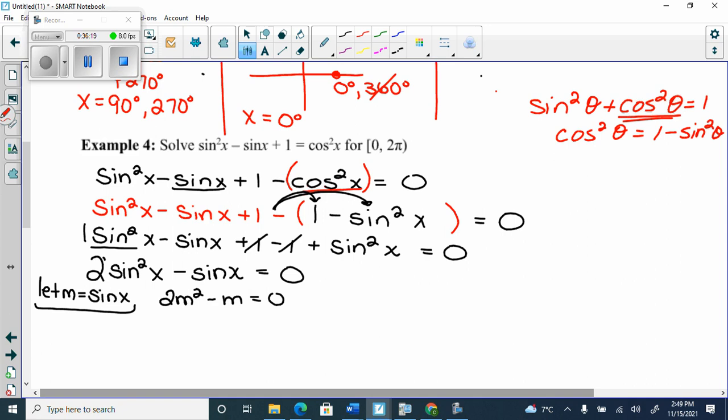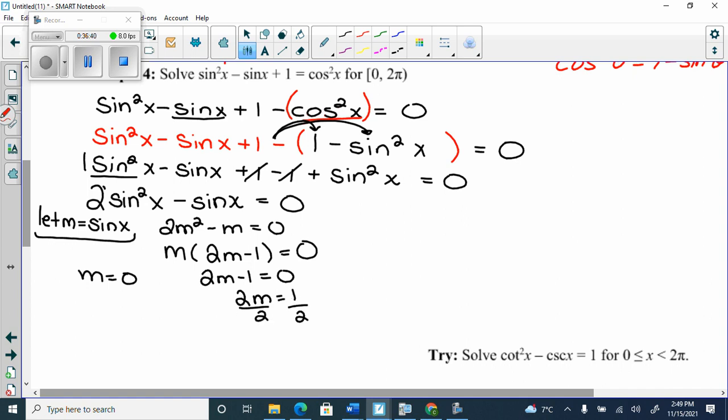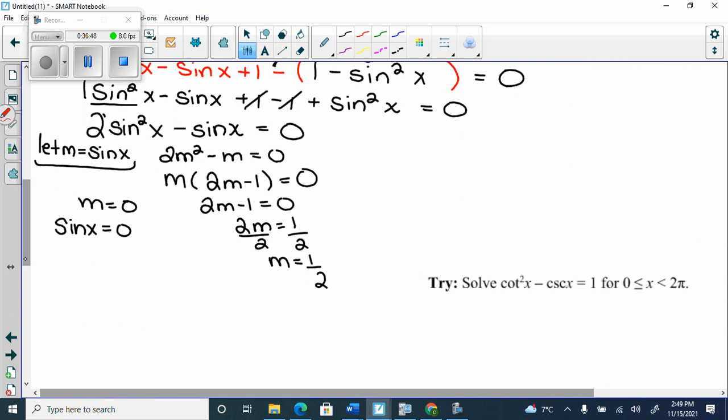Take out an m. So we're going to take an m out and we're going to get 2m minus 1. And what do I do? That will equal 0. So I get m equals 0, or 2m minus 1 equals 0. 2m equals 1. Divide by 2. m equals a half. And what's m? Sine x. Sine x equals 0. Sine x equals a half.